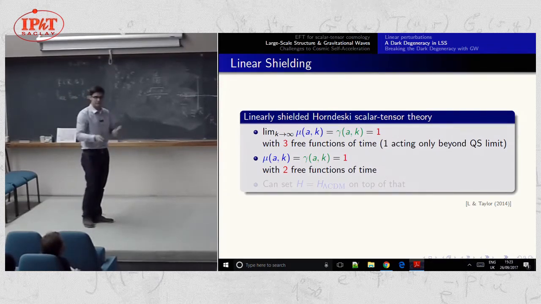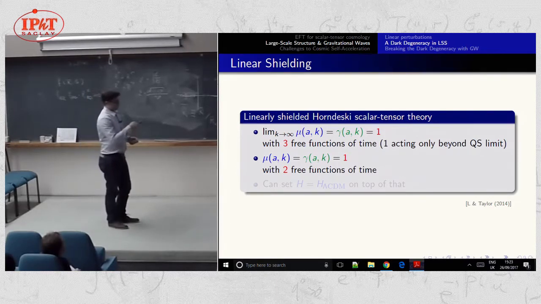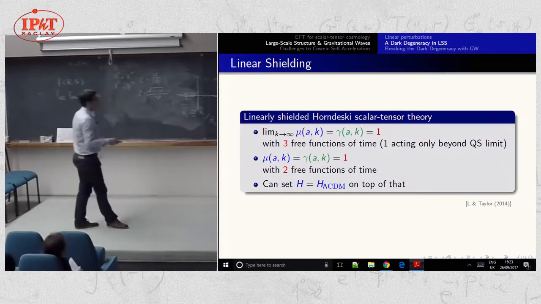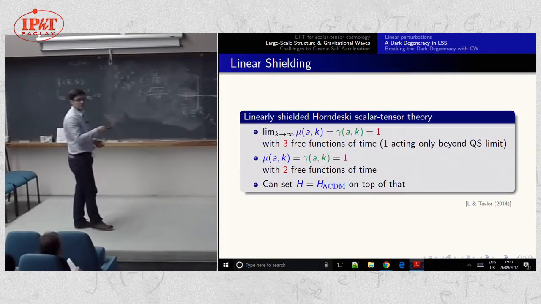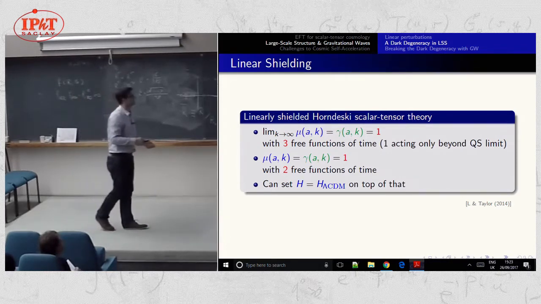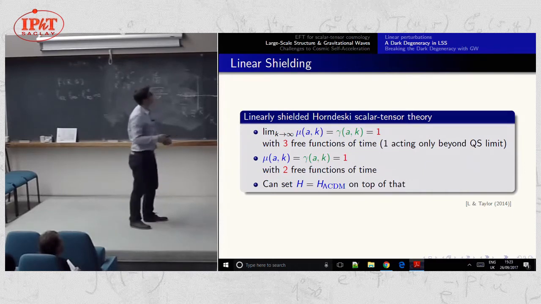That's the particular way the perturbations work out. So you can always pick here a Horndeski theory that has mu gamma equals to 1. On top of that, an expansion history that looks like lambda CDM, and you can even choose it to self-accelerate. So that's a problem for large-scale structure.